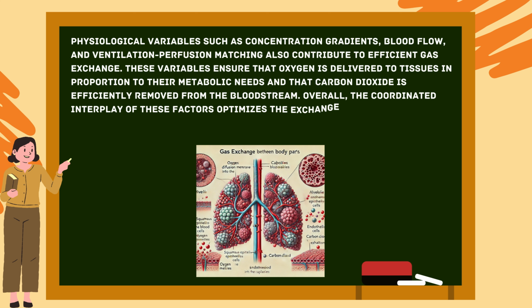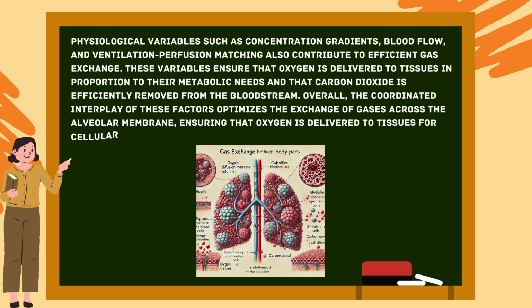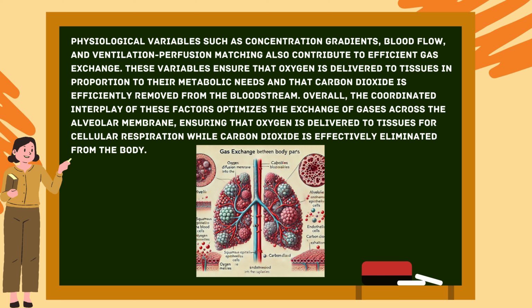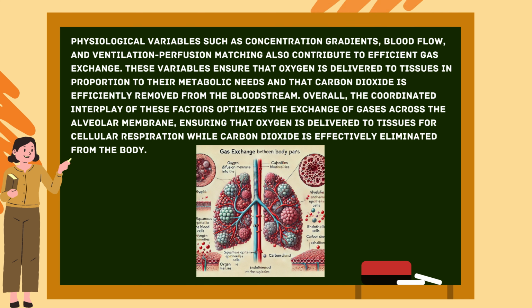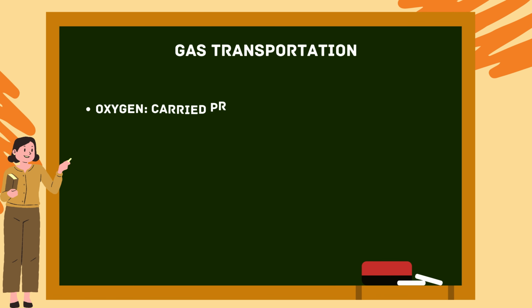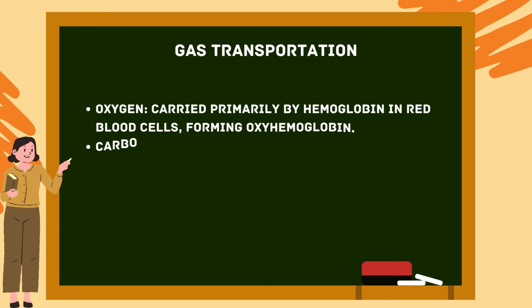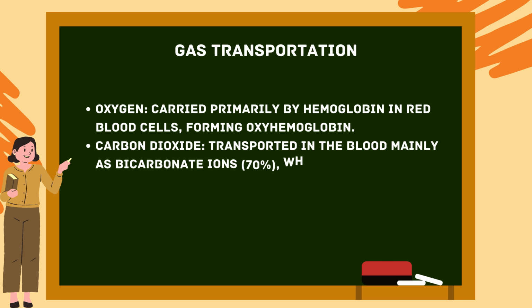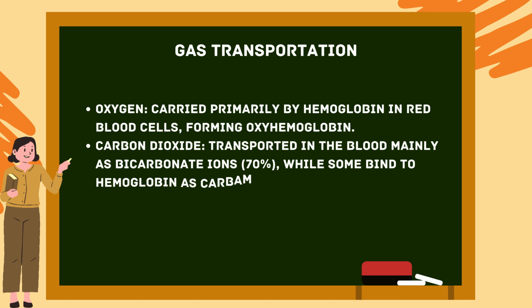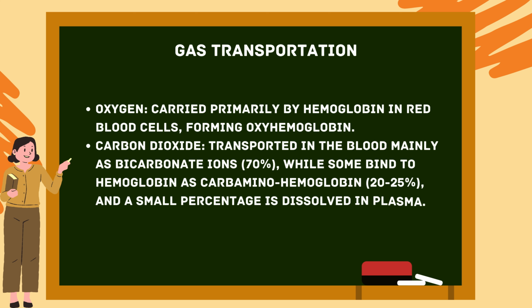Overall, the coordinated interplay of these factors optimizes the exchange of gases across the alveolar membrane, ensuring that oxygen is delivered to tissues for cellular respiration while carbon dioxide is effectively eliminated from the body. Gas transportation. Oxygen is carried primarily by hemoglobin in red blood cells, forming oxyhemoglobin. Carbon dioxide is transported in the blood mainly as bicarbonate ions, 70%, while some binds to hemoglobin as carbaminohemoglobin, 20 to 25%, and a small percentage is dissolved in plasma.